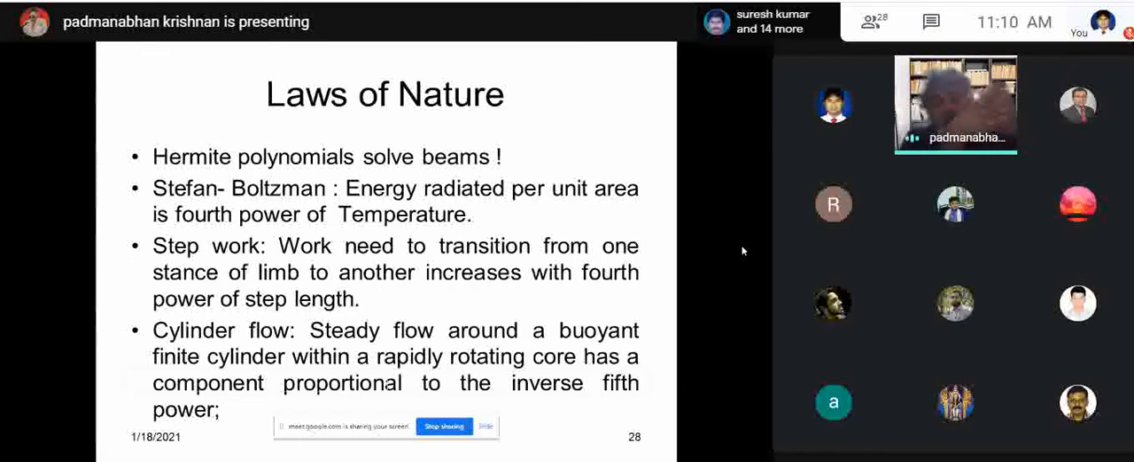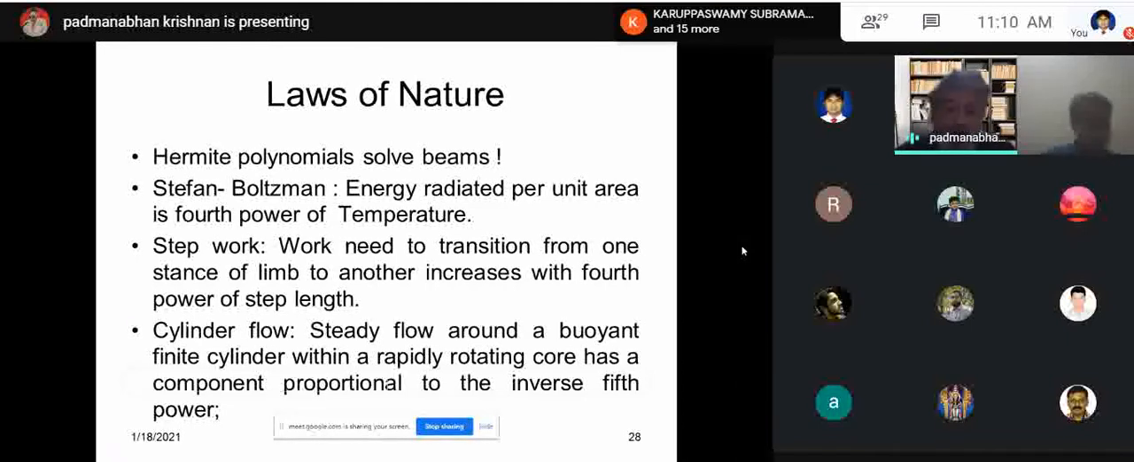Stefan-Boltzmann's law gives you the energy radiated per unit area, which is the fourth power of temperature. Now, the work needed to transition from one stance or length to another increases with the fourth power of step length. More or less true for human beings. Now, cylinder flow is again a steady flow around the buoyant finite cylinder within a rapidly rotating core, which has a component proportional to the inverse V.